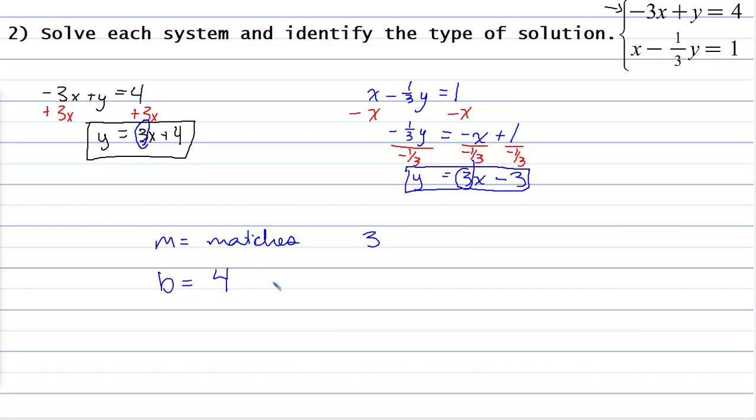Now we need to figure out our b. The first one has 4, and the second one has negative 3, so they don't match. That means that these are parallel lines, and so they're an inconsistent system. And if I was to tell you the solution, it would be no solution, because there is no point where those lines will meet. So the type of solution is inconsistent, but the solution itself is no solution.